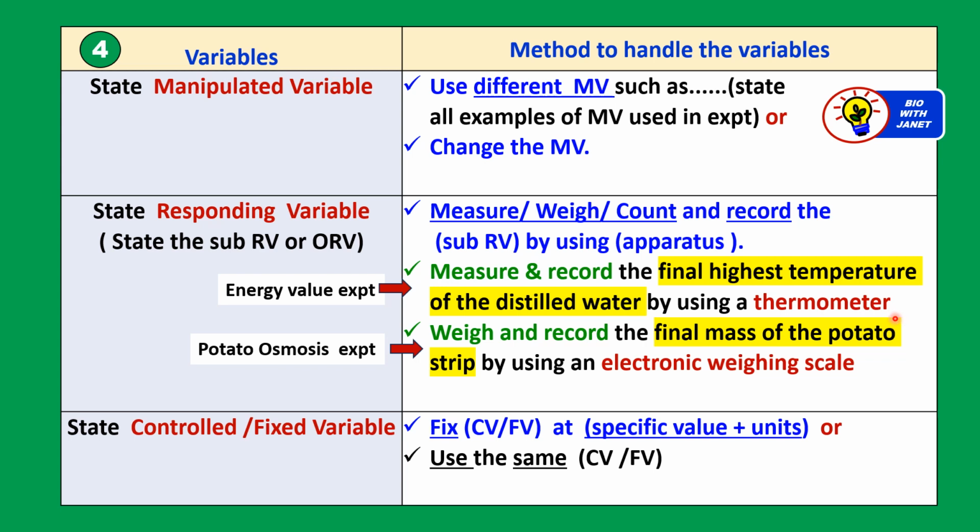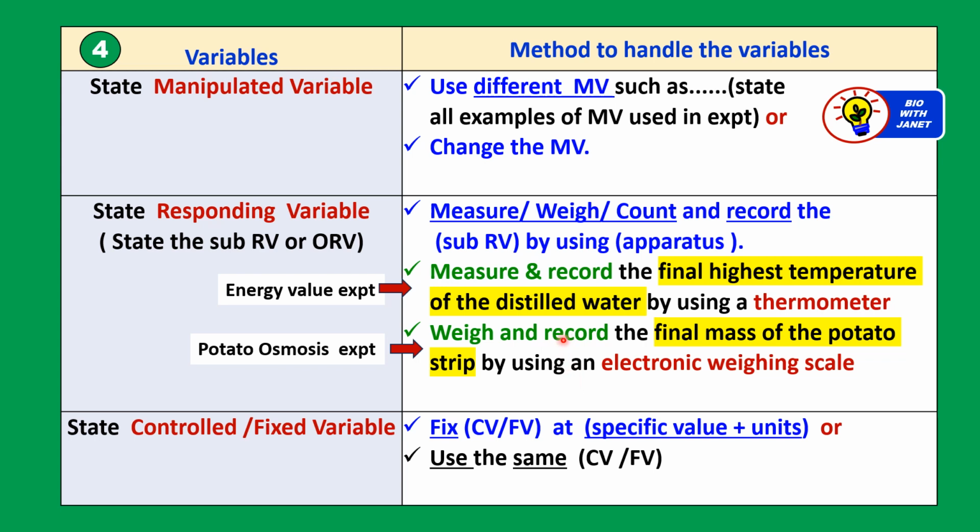So it depends on your question. If the question just says final temperature, then just follow it. Follow whatever the procedure tells you to do. Use the same terms. But actually it's the highest temperature when you're burning the food sample. So here we have the words measure and record because we are going to measure the temperature with a thermometer, and your sub RV is the final highest temperature of the distilled water.